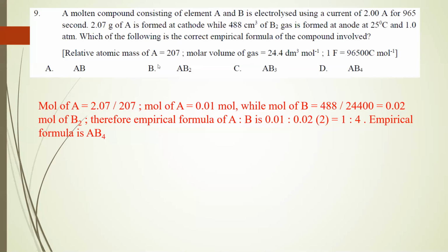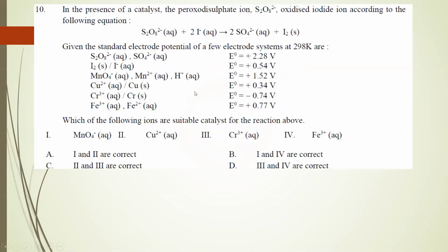So since the ratio of A to B2 is 0.01 to 0.02, that means A to B is 0.01 to 0.02 times 2. So the empirical formula therefore is AB4. So that is how we determine the empirical formula in this case. Okay, so that is for question number 9. Then we go to question number 10.